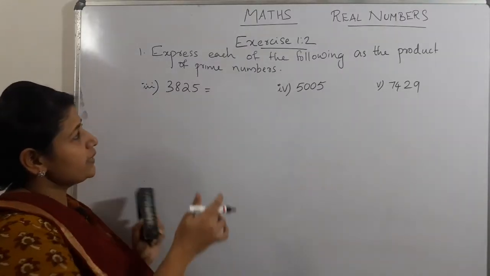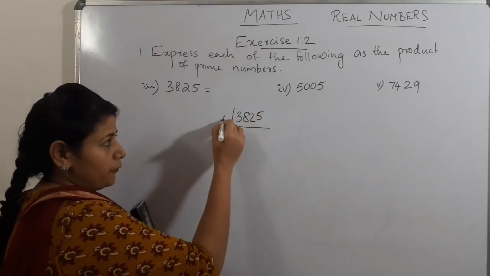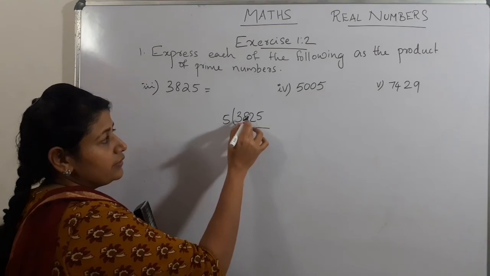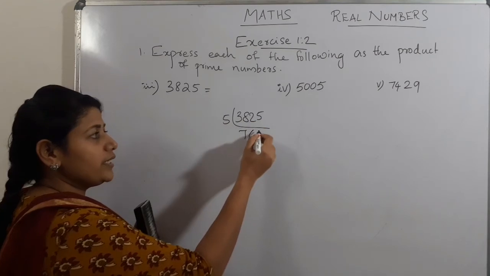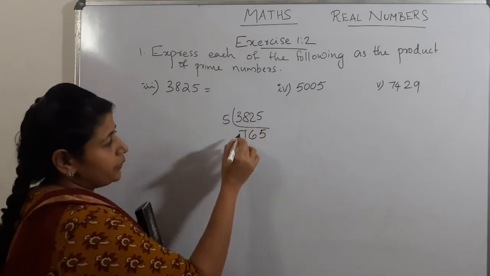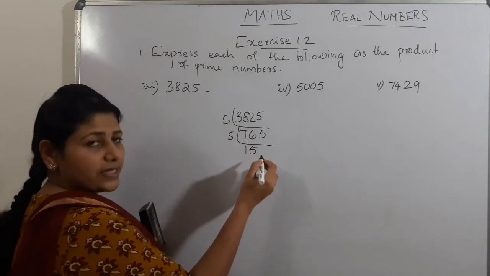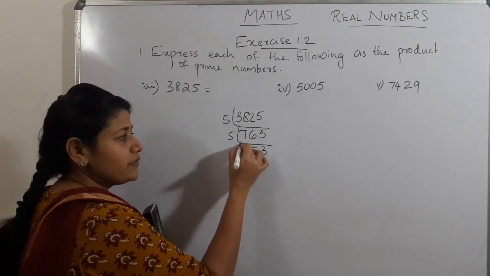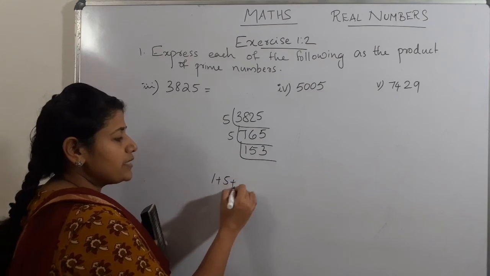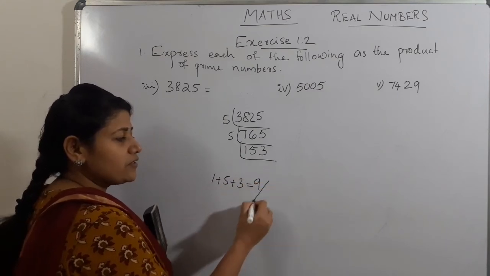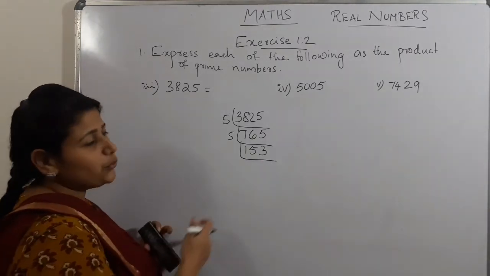Okay. We'll do the next question, 3825. Just divide 3825 with 5. 7 times 5 is 35, then 32, 6 times 5 is 30, then 25, 5 times 5 is 25. Okay. Now again with 5, we get 153. This is not divisible by 5, but it is divisible by 3, because 1 plus 5 plus 3 is 9. It is divisible by 3. That means 153 is also divisible by 3. So we can use 3 here.